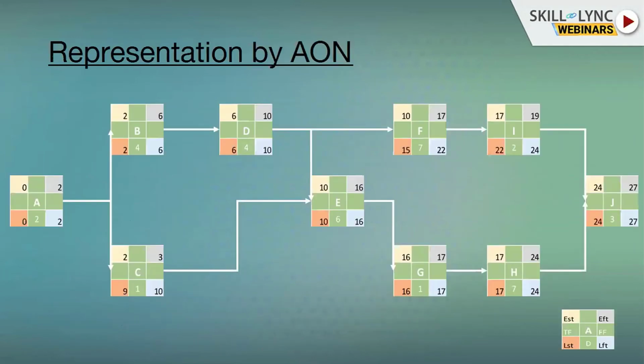Here I have tried to represent the network that we had developed in an activity on node format. Yellow represents the early start, blue represents early finish, this skin-ish color represents a late start, and light blue color shows late finish. The number in the green is the duration of the activity.